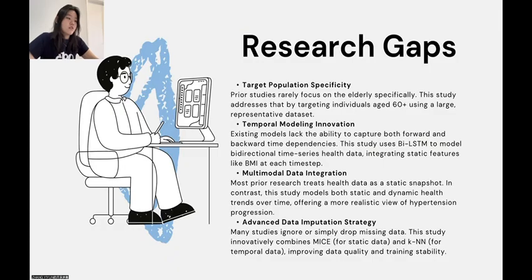So my study focused on 4 key gaps. The first one focused specifically on older adults. The second one used bio-LSTM to model time-based health dynamics. The third one combines static and time series data. The last one applies advanced imputation with MICE and KNN to preserve data quality.